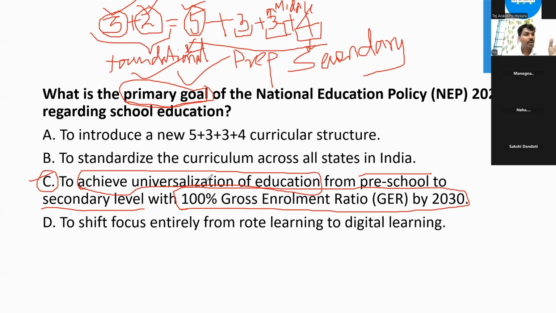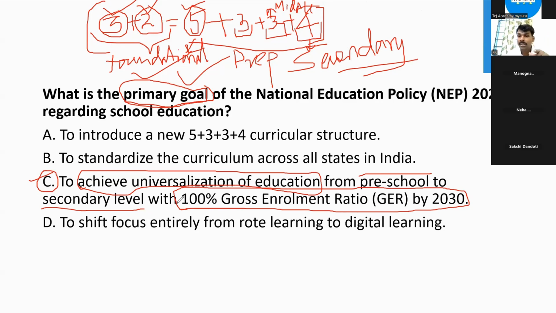Thank you, Shreyan. So this is the new structure proposed under NEP 2020, that is 5 plus 3 plus 3 plus 4 system: foundational, preparatory, middle, and secondary. So when we are talking about achievement of universalization of education from preschool, that is the foundation stage, to secondary level, that is still class 12th, with 100% gross enrollment ratio.